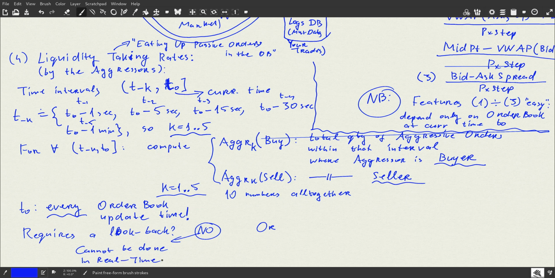Any ideas? You are already software engineers at this point, so how would you propose to implement this feature? We can have a data structure that stores the aggressive orders that fall in our interval, sorted by time. When we move in time, when the earliest one expires, I remove it, and if a new one comes, I push it in. Exactly. You implement a buffer, a queue.